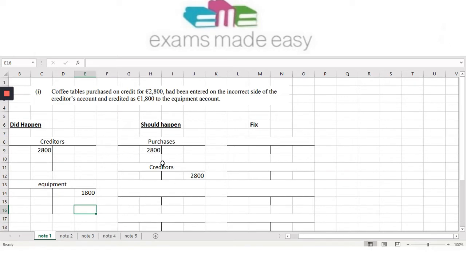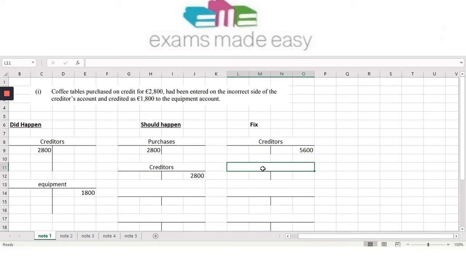So we're going to have to go through these and fix what should be fixed. We'll start with creditors. The creditors account is currently 2,800 on the debit side. It should be 2,800 on the credit side. So how do we do that? First of all, we would credit 2,800 to make it a zero balance. Then we would credit another 2,800 to make it a credit balance of 2,800. So in total, we would credit 5,600.